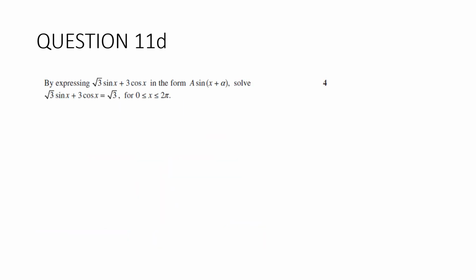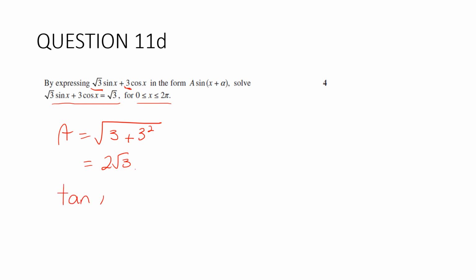Question D, by expressing root 3 sine x plus 3 cos x in the form A sine of x plus alpha, solve this equation, where x is in between 0 and 2 pi. Okay, so remember R, oh, they've got A. Fine, A is equal to the square root of root 3 squared plus 3 squared, which is 12, so that is 2 root 3. And then we're going to have tan of alpha is equal to 3 over root 3.